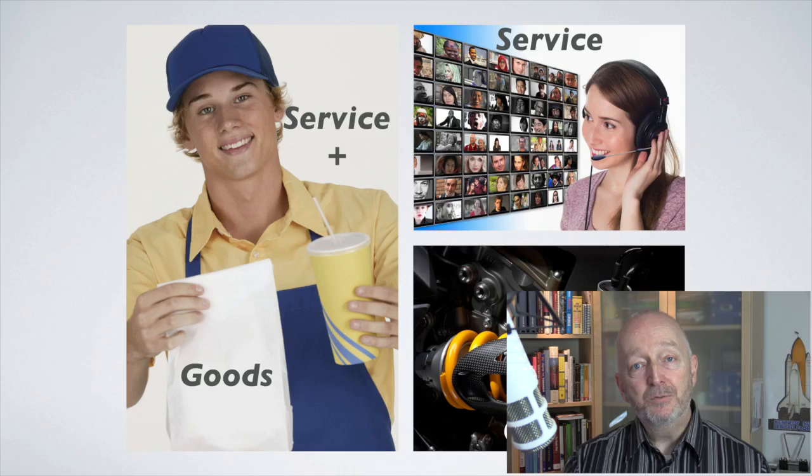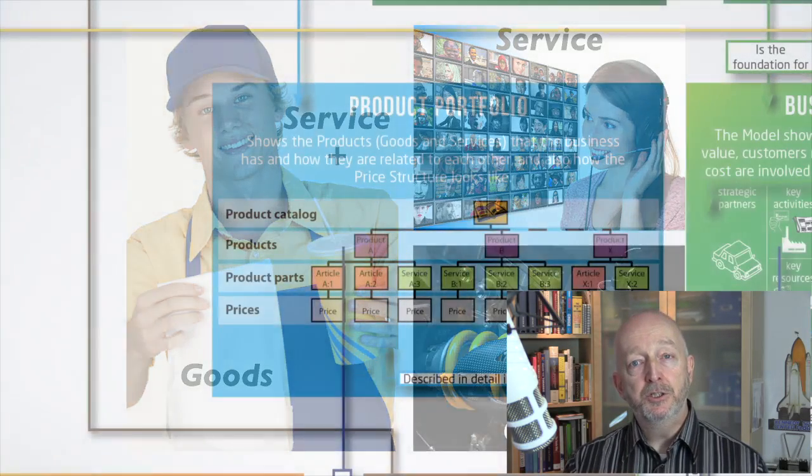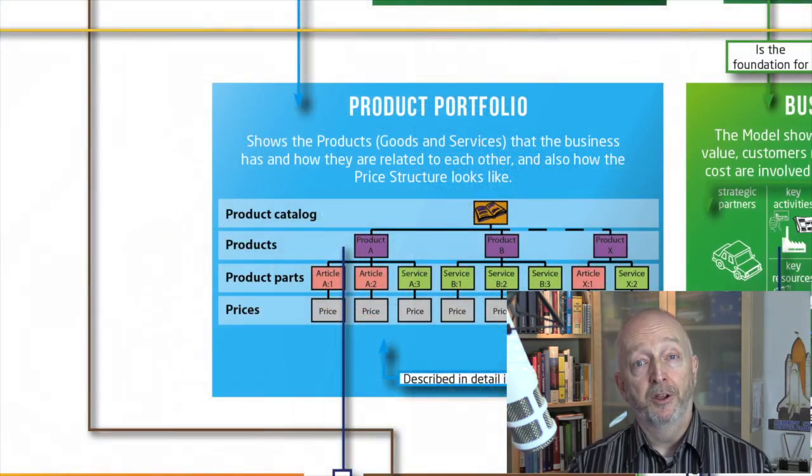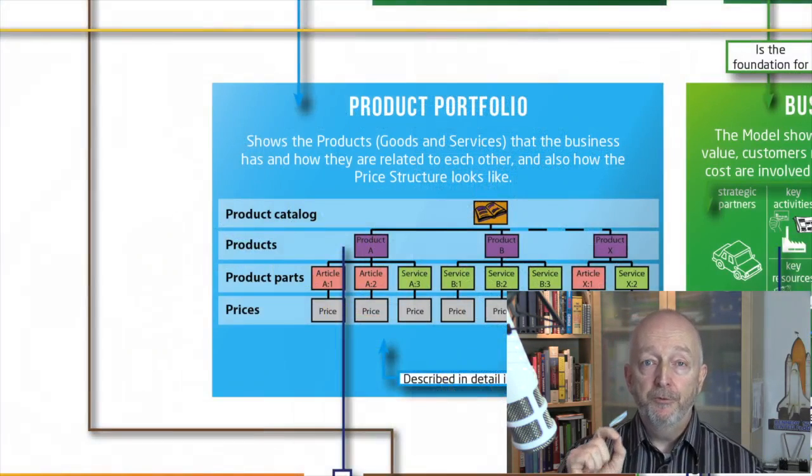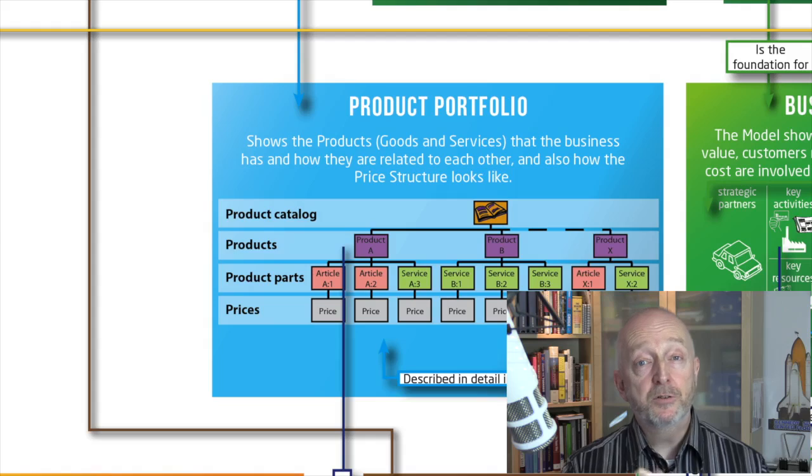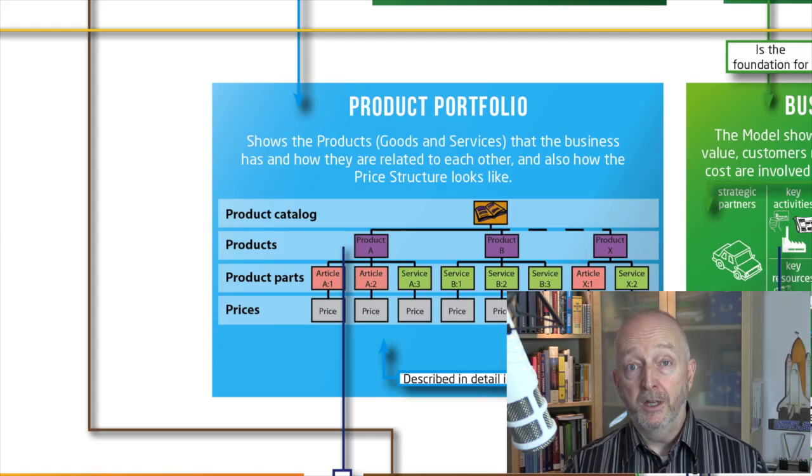So this is what I divide in when I'm talking about a product, and that is what you then need to do in your product catalog. You need to, first of all, identify what services you have, what goods you have, and then you create the products out of it.